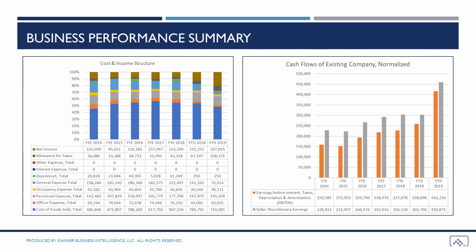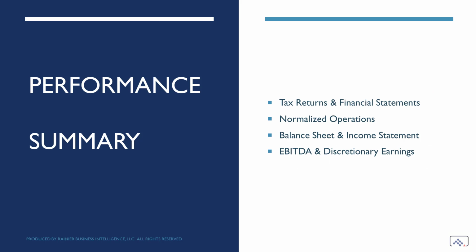Business performance for the existing company in the historical period is summarized in the cost and income structure, and the cash flows of EBITDA and discretionary earnings. In this chapter, we discussed information from the business tax return and company-prepared financial statements that are normalized to remove the impact of activities outside of normal operations. We discussed how the balance sheet and income statement were analyzed to develop cash flows.